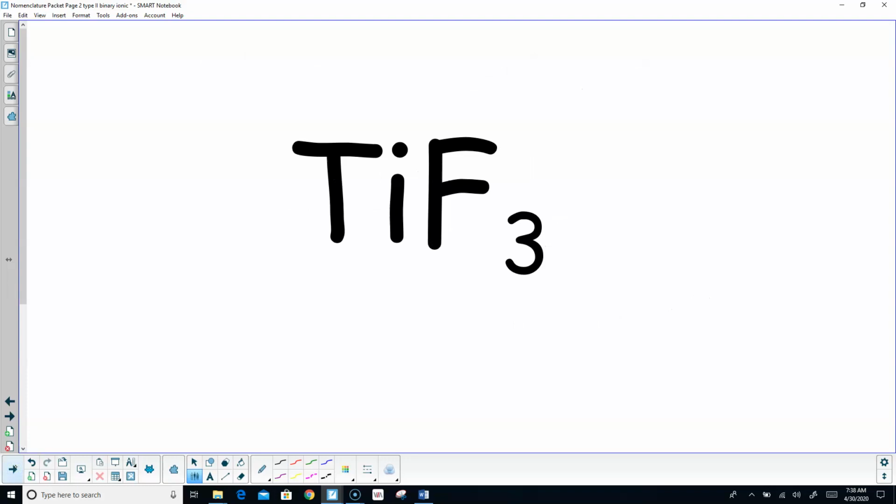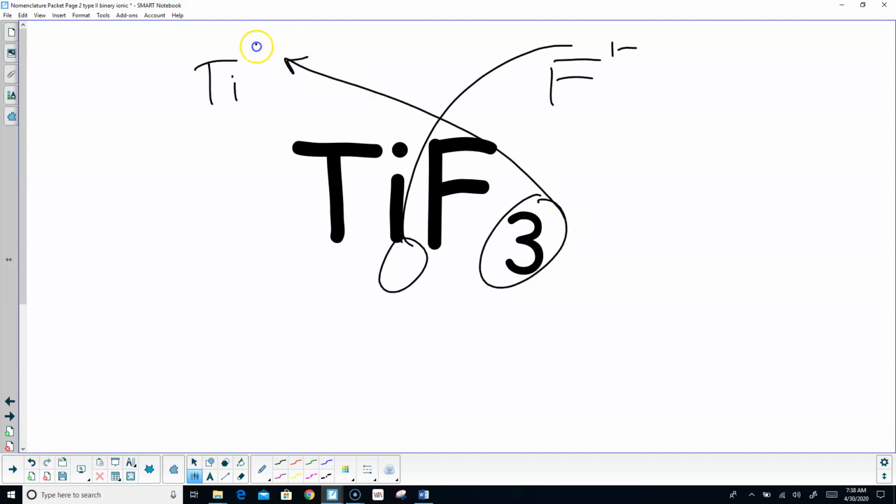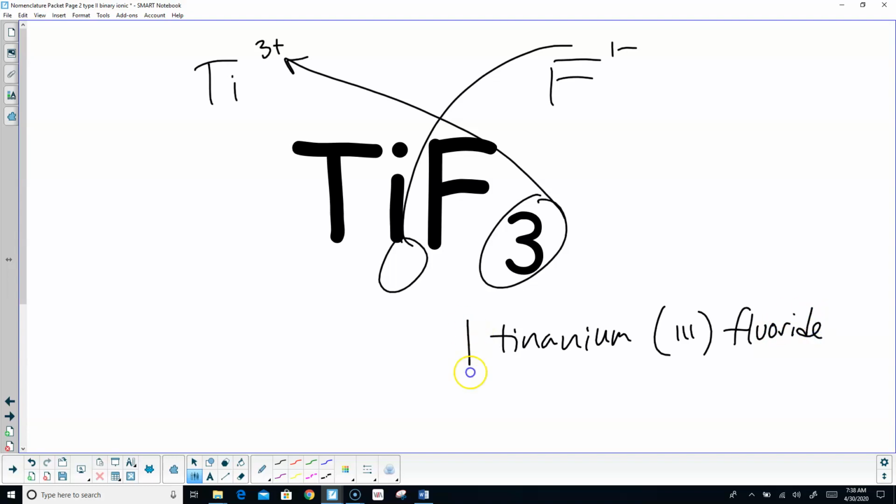Okay, TiF3, we've got to unzip this guy. Titanium goes over here. Fluorine goes over here. There's an understood 1 that goes to the fluorine, which is fluorine's charge. This 3 goes over the titanium. So titanium, Roman numeral 3, fluoride.